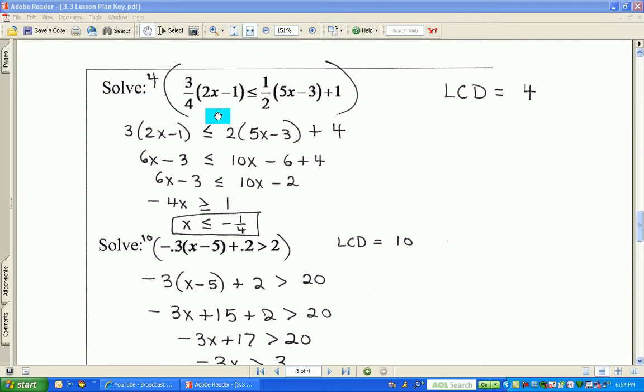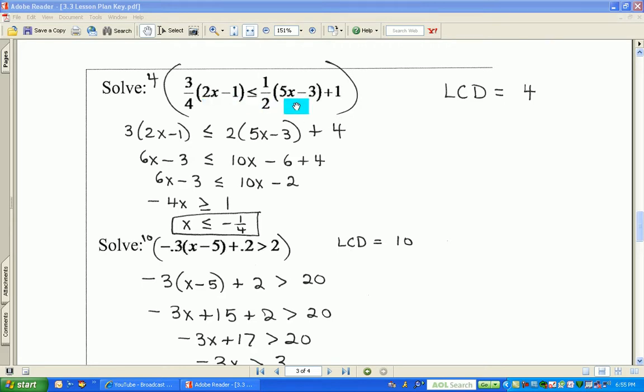I see that in this particular inequality, 4 would be the least common denominator. Now, the important thing to decide here is how many times to multiply through by 4. 3/4 times the quantity 2x minus 1 is one term, not 2. 2x minus 1 is inside a bubble. It's being multiplied by 3/4. It only counts as one term, so it's only going to get multiplied one time by the LCD.